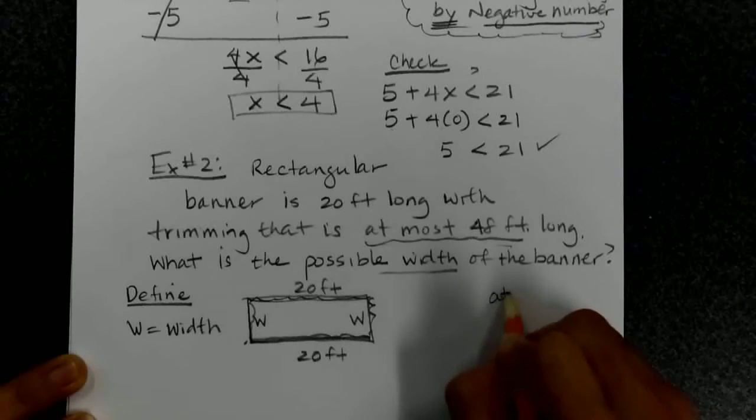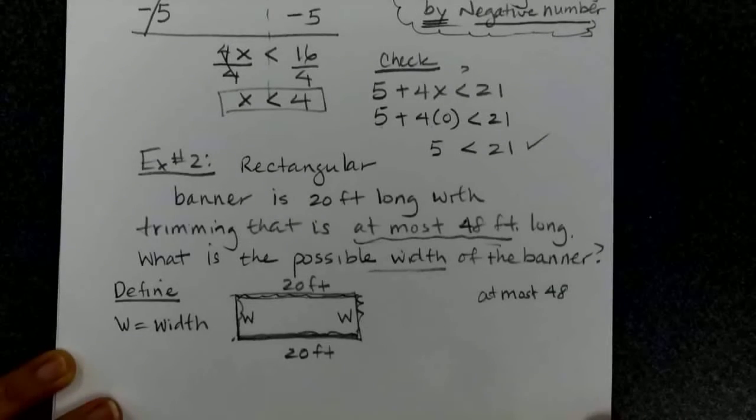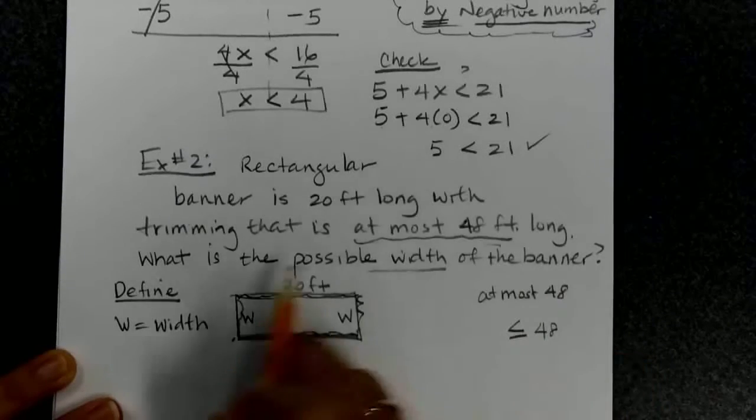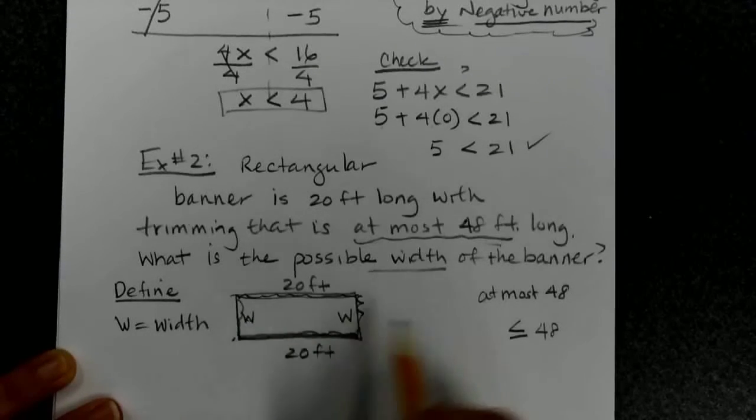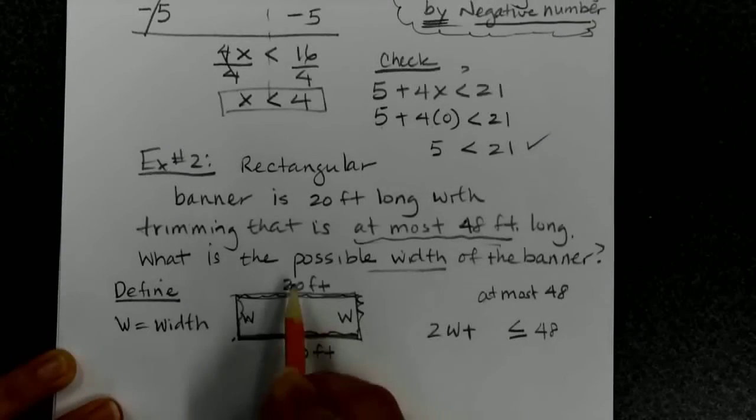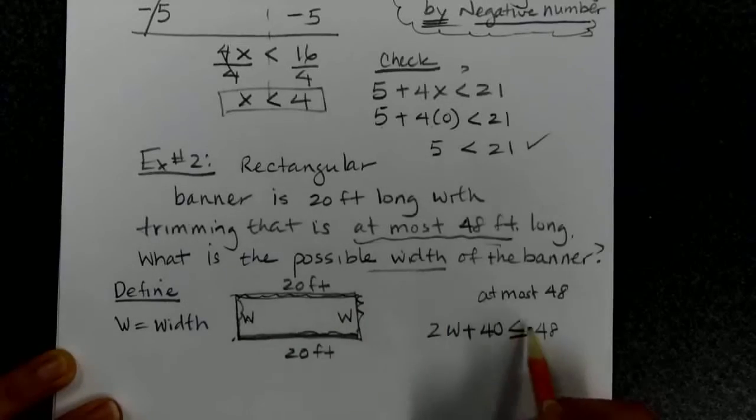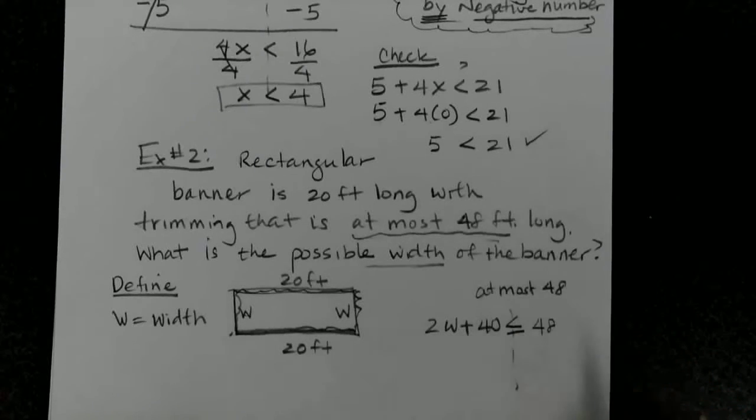So the word at most 48 means that this is a maximum amount, so everything else has to be less than or equal to 48, and this trimming, which is the total length, will be the perimeter of this rectangle. Well, to find the perimeter of a rectangle, you add up all the sides. So if you notice, I got W plus W, which makes it 2W, plus 20 plus 20, which is 40. So the perimeter of this has to be at most 48 feet long. So then now you have your inequality, and you just solve.